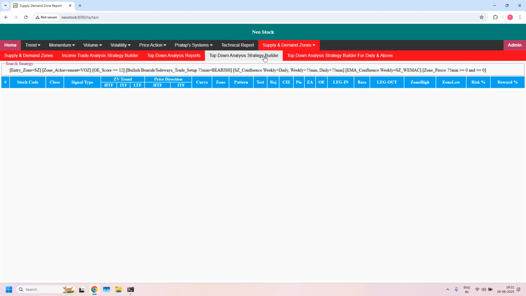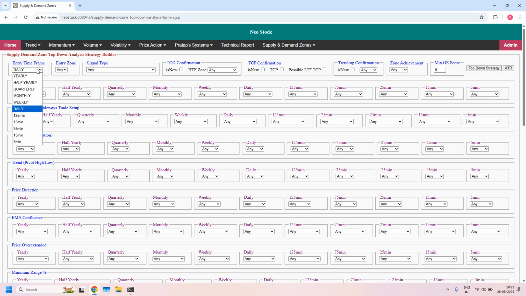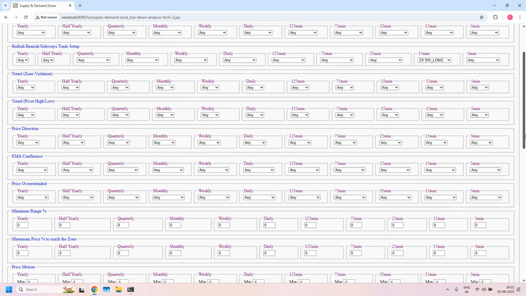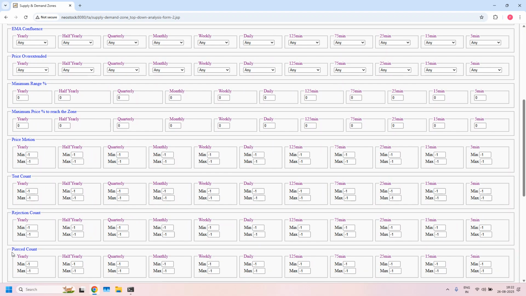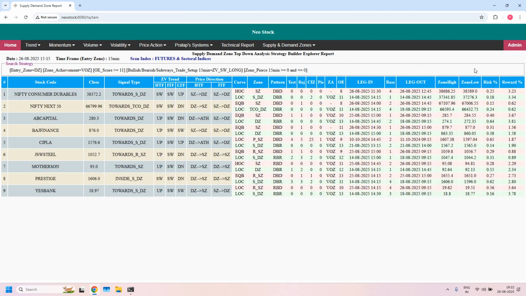Next, we will generate daily income trade reports. Daily income trade sideways long, entry time frame is 15 minutes. Entry zone is demand zone. Bullish or bearish or sideways at 15 minutes, I am selecting sideways long. Zone achievement violated opposing zone. Minimum order hands score 11. And the 15 minutes demand zone should not be pierced. So in the pierced count parameter, at 15 minutes time frame, I am setting minimum value 0, maximum value 0. So with these filters, we got 9 stocks supporting the sideways long trade setup. Entry time frame zones are 15 minutes demand zones.